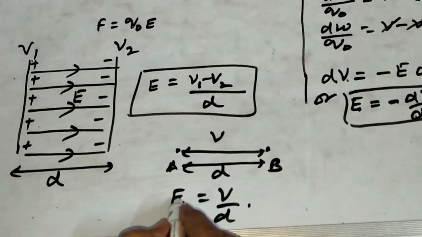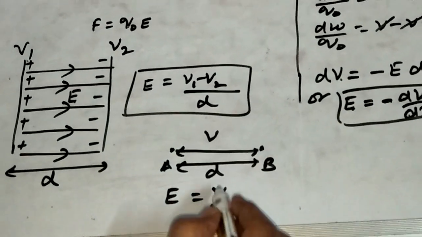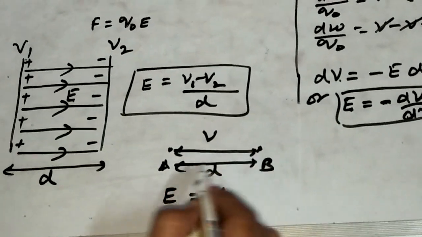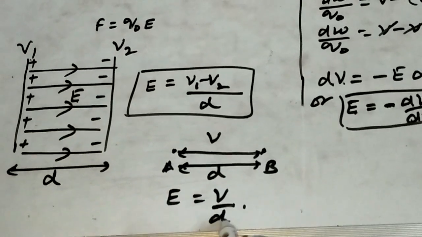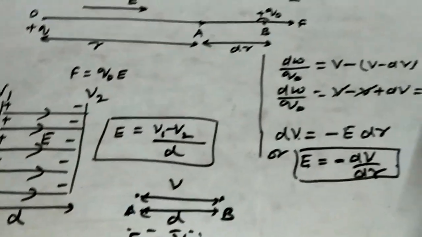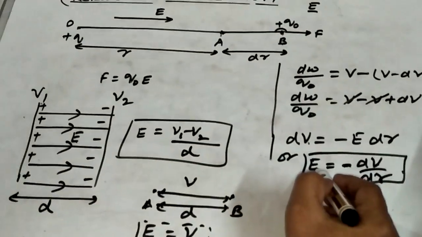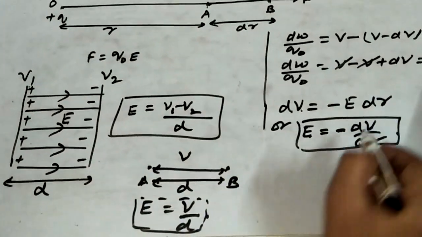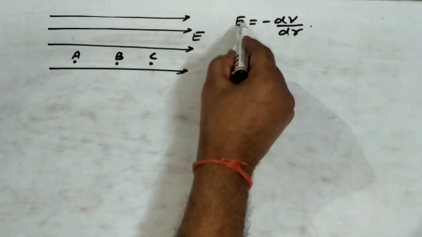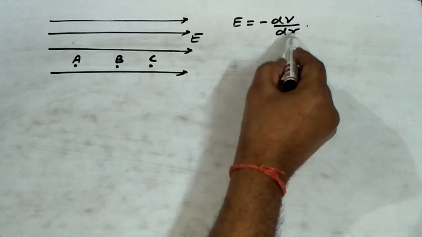It means the magnitude of this electric field is the ratio of the potential difference divided by the distance between these two points. This is the relation between E and V, or simply you can say the electric field is the gradient of the electric potential. As we know, E is equal to minus dV upon dr.